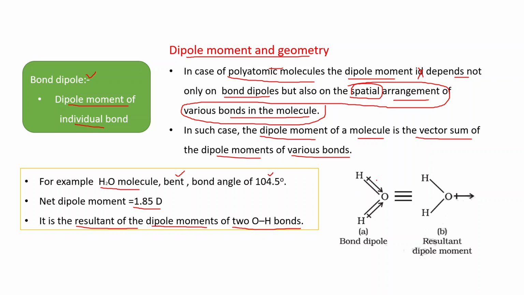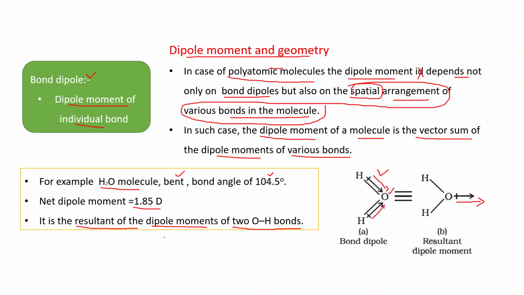You can see the arrangement of bond dipoles in the water molecule. Oxygen is more electronegative. That's why the crossed arrow is directed towards oxygen. Both are in the same direction, that's why the resultant dipole moment is in this direction.